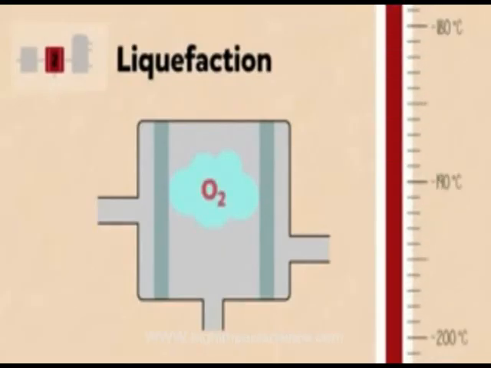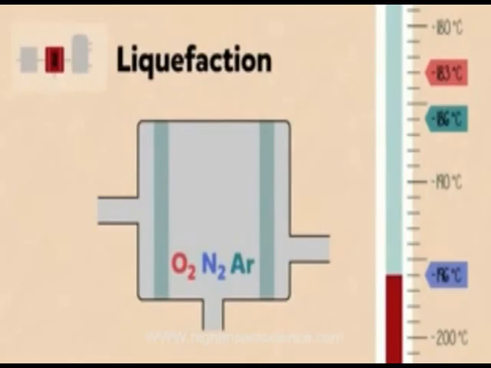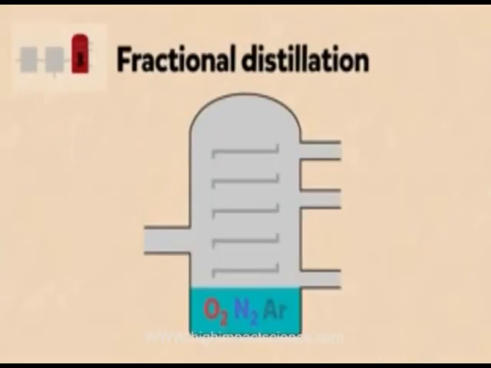The oxygen liquefies at negative 183 degrees Celsius, argon at negative 186 degrees Celsius, and nitrogen at negative 196 degrees Celsius. The liquid nitrogen, oxygen, and argon are then separated by fractional distillation.